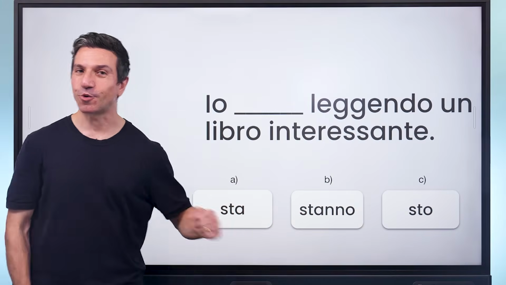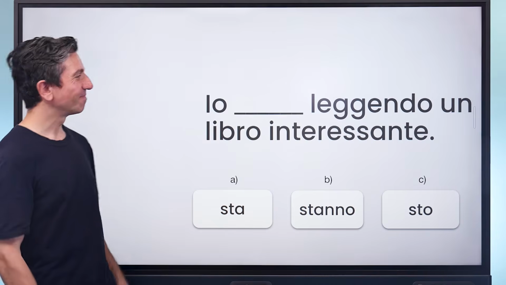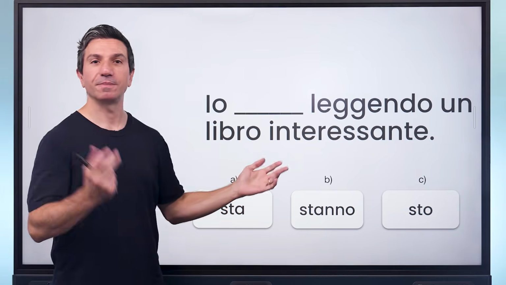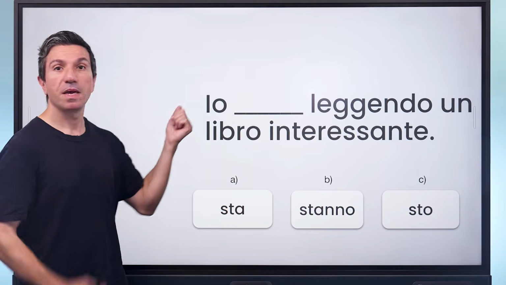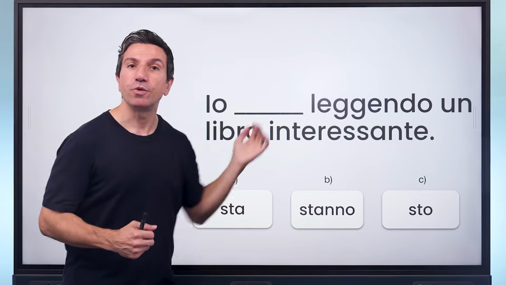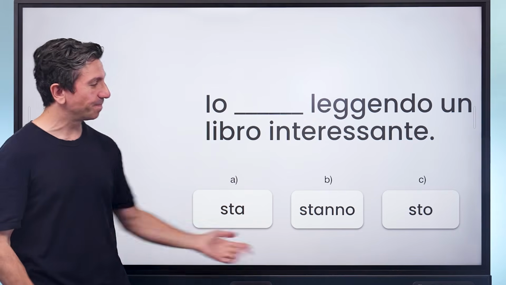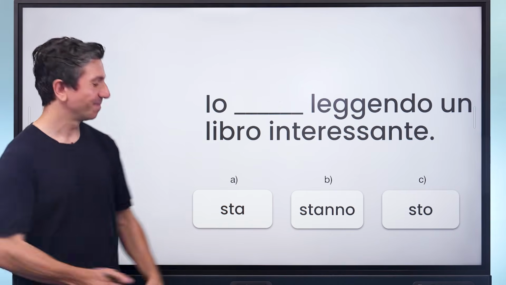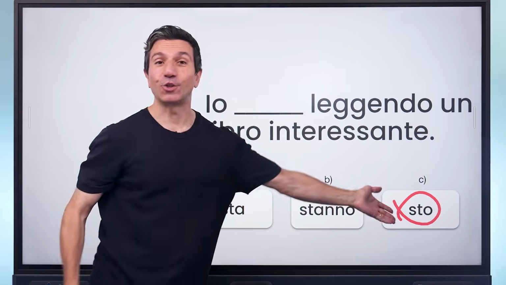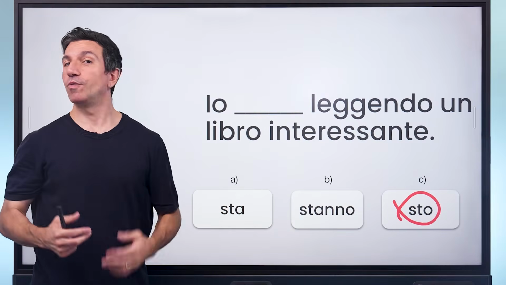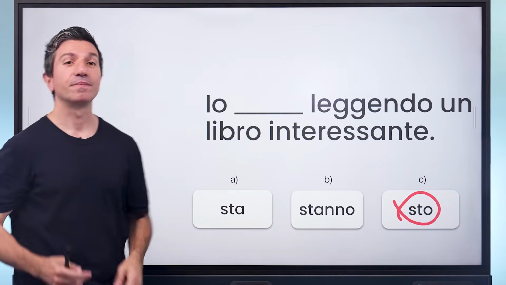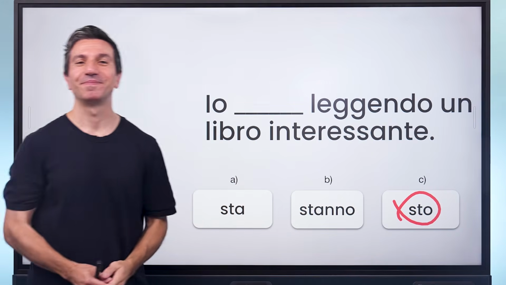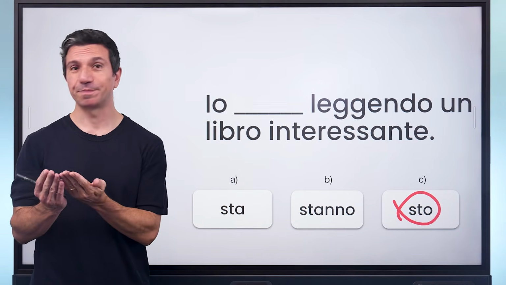Choose the best answer to complete the sentence. Ready? Io, leggendo un libro interessante. Sto. Io sto leggendo un libro interessante. I'm reading an interesting book.